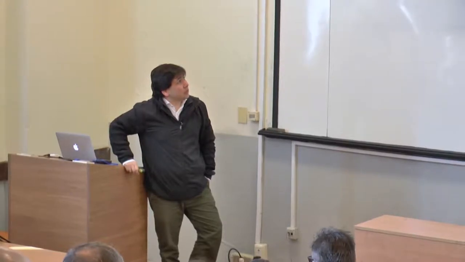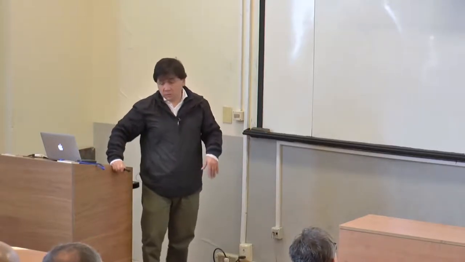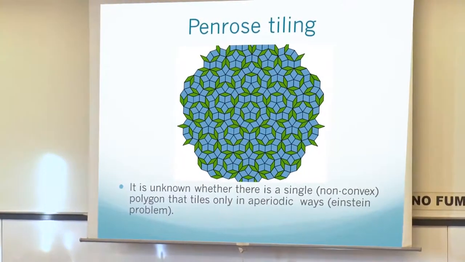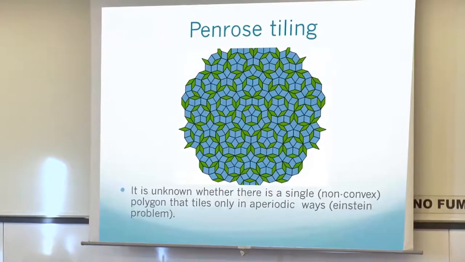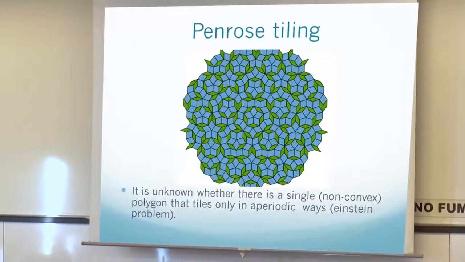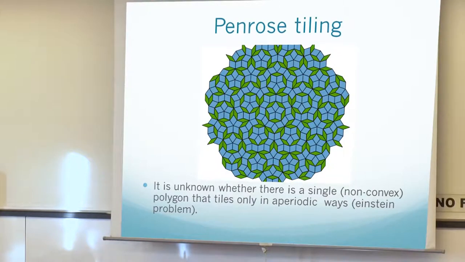My talk will be about something which is not directly related to dynamics, but I will try to make the relation to a kind of dynamical system that appears in the middle. So the main object of my talk will be this kind of thing. This is the famous Penrose tiling, a tiling of the plane using two pieces, two polygons. The special feature of this tiling is that it is aperiodic, so there is no translation of the plane that sends the tiling into itself.